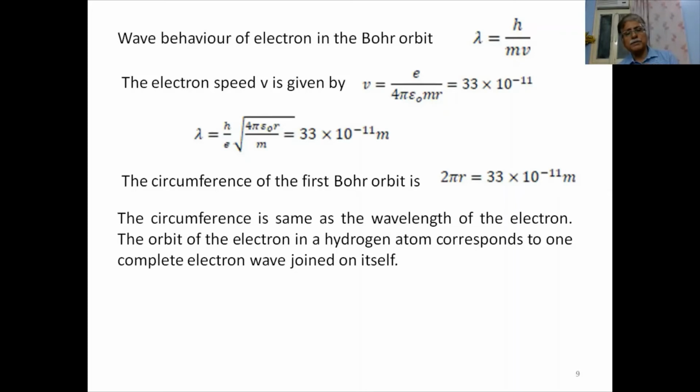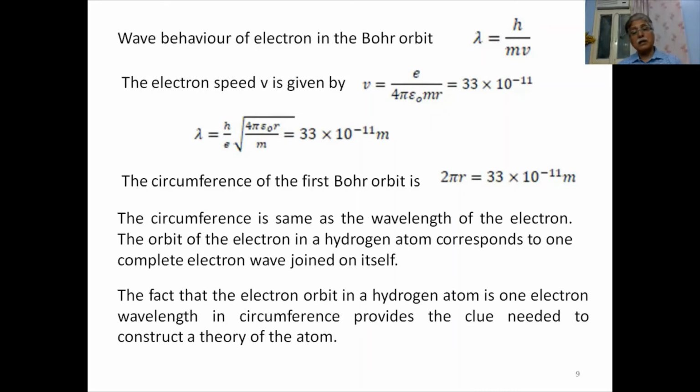According to the de Broglie principle, a matter wave is associated with the electron. That matter wave has a wavelength lambda that we have calculated above. And the 2 pi r, that is the circumference, is also the same as the wavelength. So we can conclude that the orbit of the electron in a hydrogen atom corresponds to one complete electron wave joined on itself.